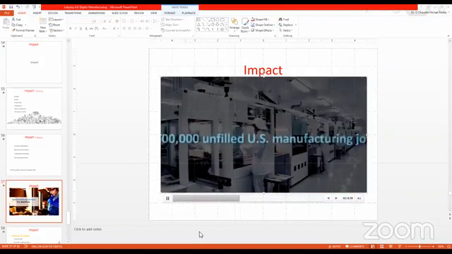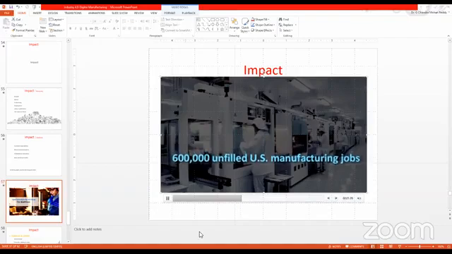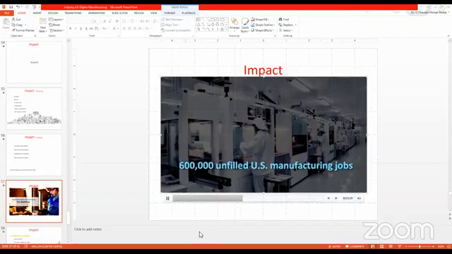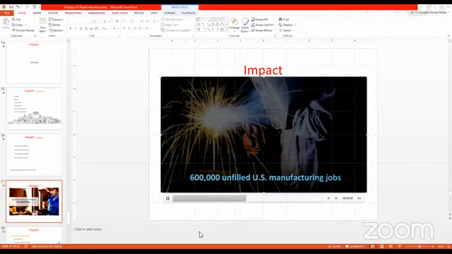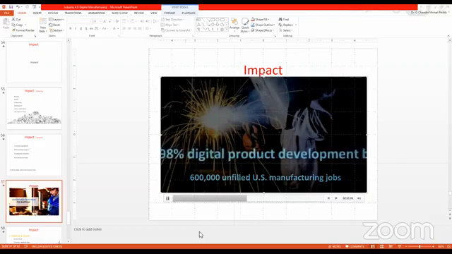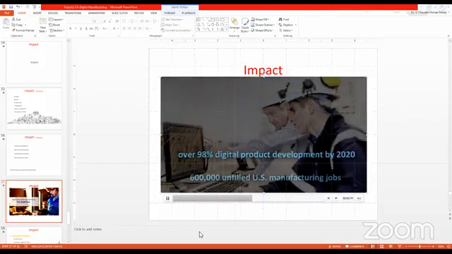The National Institute of Standards and Technology, or NIST, estimates that 600,000 manufacturing jobs are unfilled in the United States because of the lack of high-tech manufacturing skills among job seekers. According to the Society of Automotive Engineers, SAE, over 98% of all products will be developed digitally by 2020, which makes this skills deficit even larger.